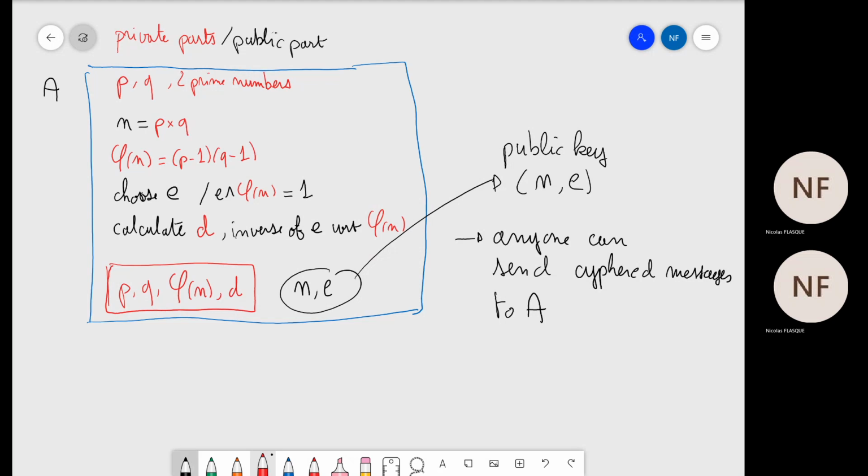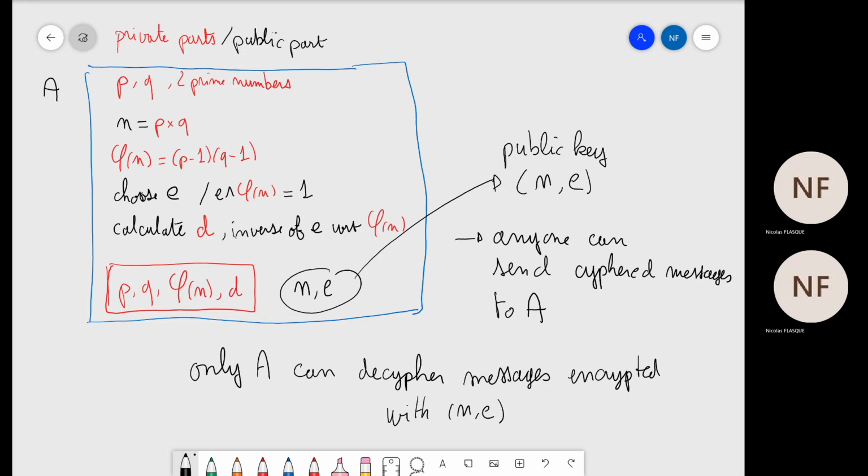So anyone can send cipher message to A, and on the other side, as the value of D is private, only A can decipher or decrypt. Only A can decipher messages which are encrypted with N and E. That is, knowing N and E is not sufficient for getting the value of D. So if someone wants to decipher messages encrypted with N and E, the only way to proceed is to get the value of D, and the value of D is known only by A.